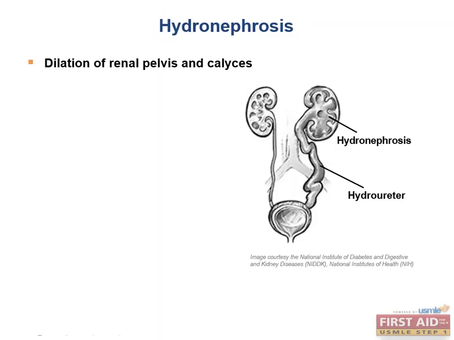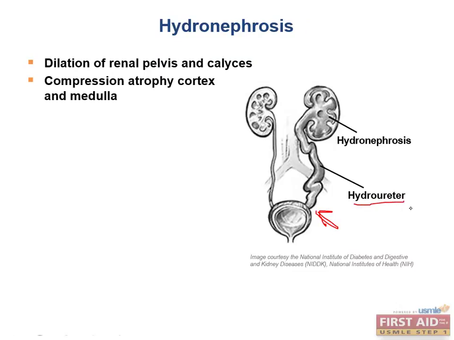Now, one of the complications of kidney stones is hydronephrosis, and this is a condition that results from partial or complete obstruction of the urinary tract. So what happens is pressure builds up behind the obstruction, and you can see this patient has hydroureter and hydronephrosis. The ureter is bulging out, and the kidney parenchyma is becoming compressed due to the pressure buildup, and this causes atrophy of the cortex and medulla.